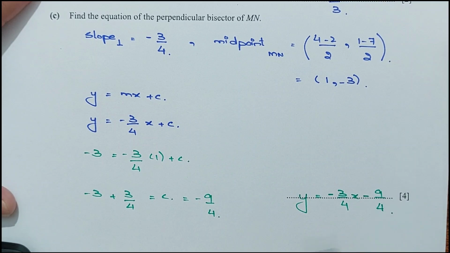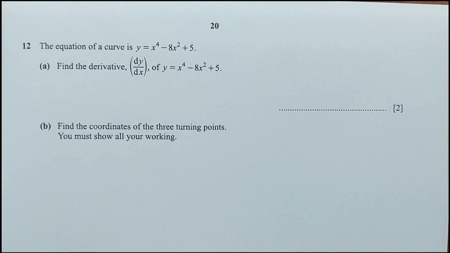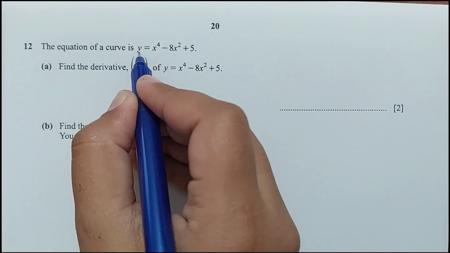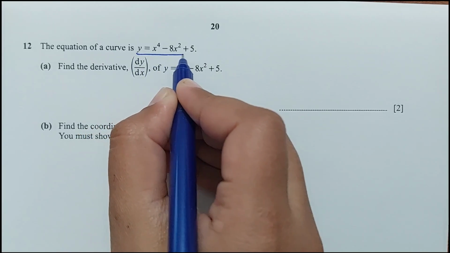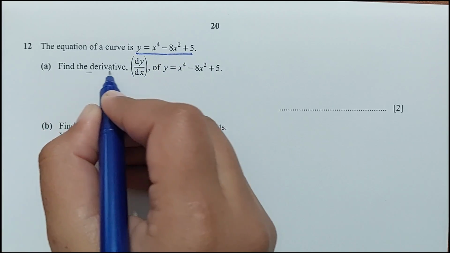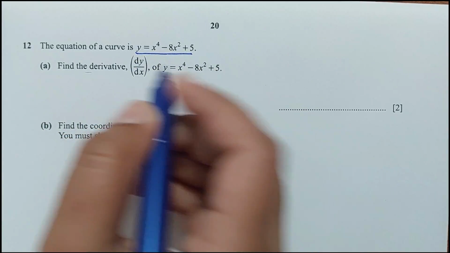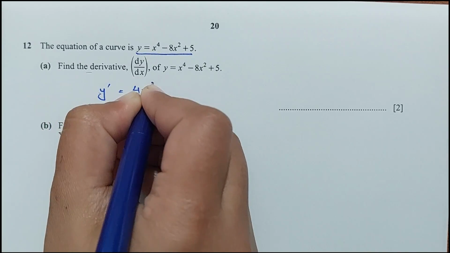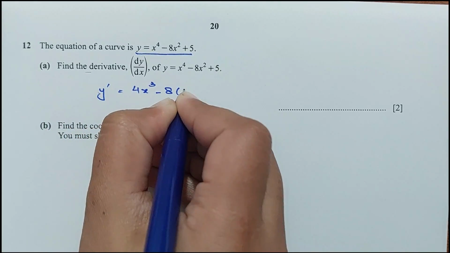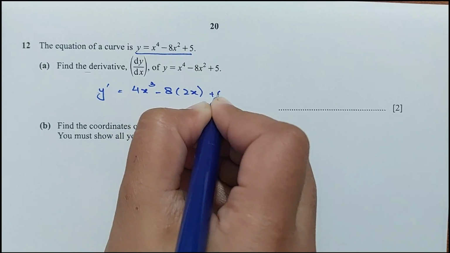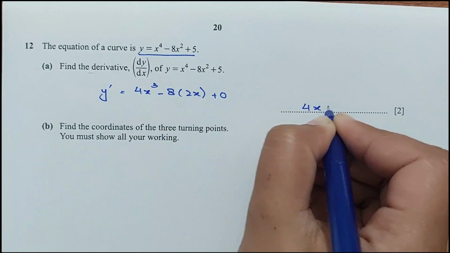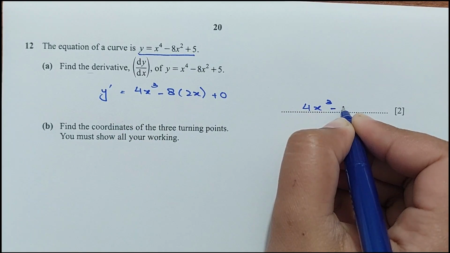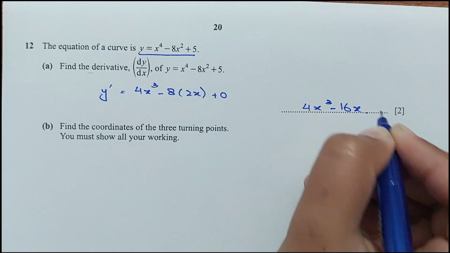Right. Question number 12, the equation of a curve is y equals this. Part A, find the derivative dy by dx of this function. y prime is 4x cubed minus 8 into 2x plus 0. This is 4x cubed minus 2 times 8, which would be 16x.